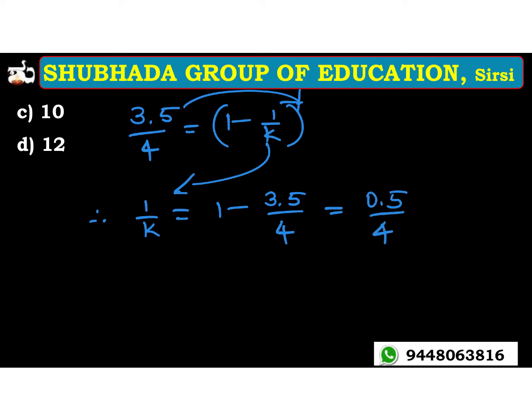So therefore how much will it be? K is equal to 4 divided by 0.5, which will give you 8 as the right answer. So the dielectric constant of the material is 8 here.